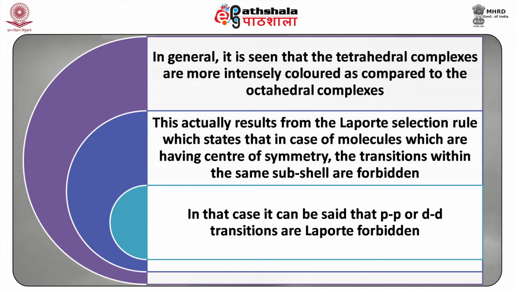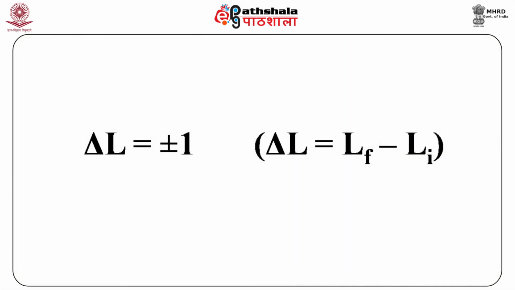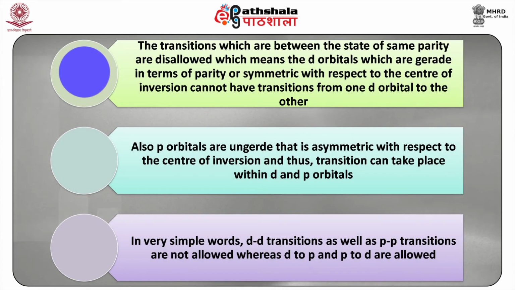In that case, it can be said that PP or DD transitions are Laporte forbidden. For any transition to take place, the change in the value of total orbital angular momentum between the final and the initial state should be delta L equal to plus or minus 1, where delta L is equal to LF, the total angular momentum of the final state, subtracted by Li, the total angular momentum of the initial state.